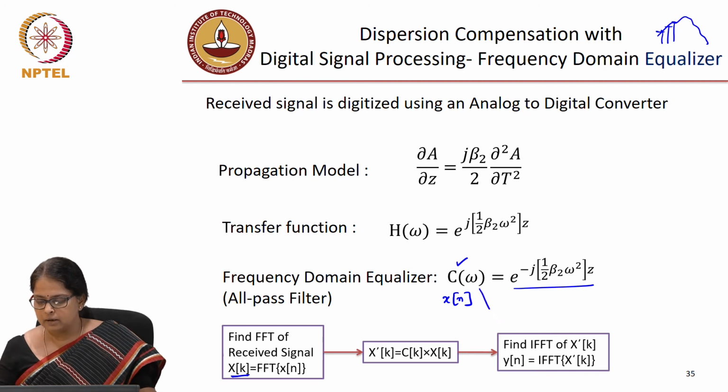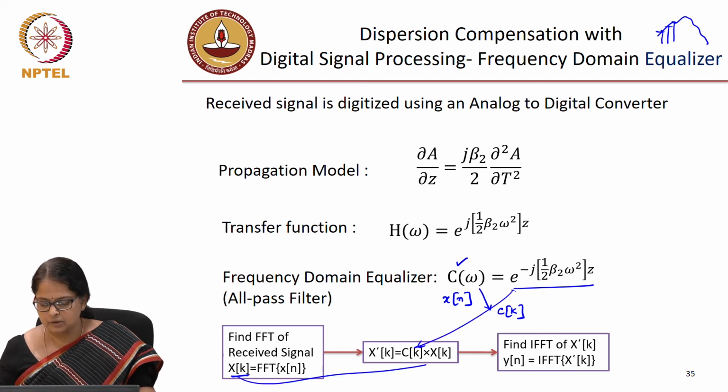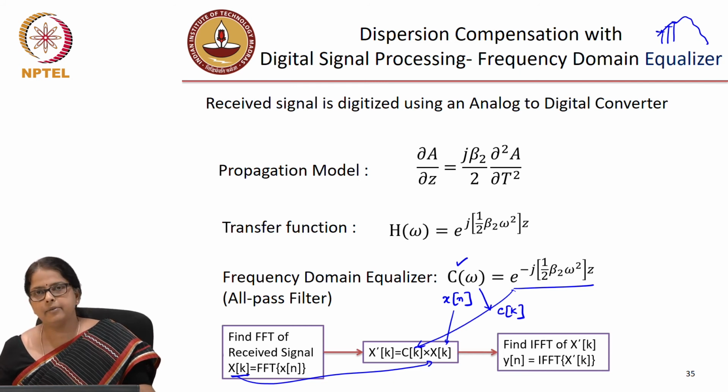So you can actually define C of k, corresponding to the discrete time equivalent of this. Your C of k is multiplied by X of k, where C of k corresponds to this, and X of k corresponds to the FFT of your x of n. So you get your X prime of k, which is a compensated version of the signal in the frequency domain. You go ahead and take the IFFT of this, the inverse Fourier transform, and you get back your compensated signal.